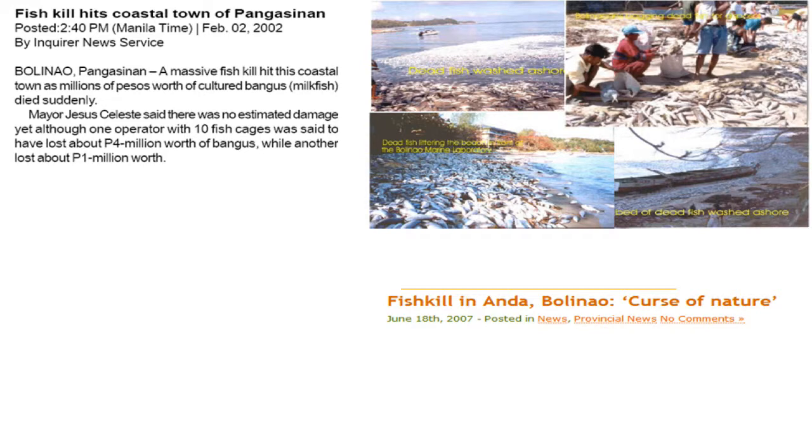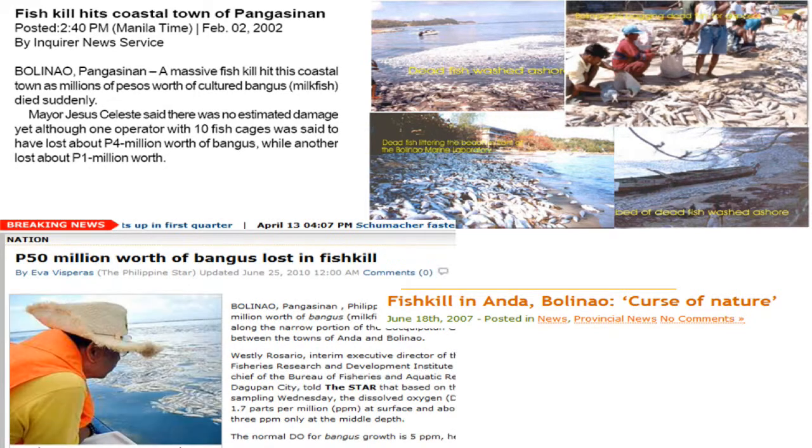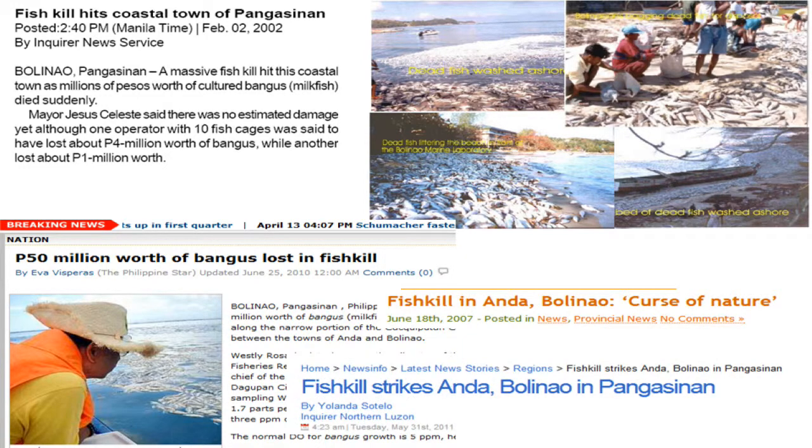Unfortunately, in 2007, another fish gill occurred. This headline shows fish gill in Anda, Bolinao, curse of nature. And it doesn't end there. In 2010, another news headline saying that 50 million pesos worth of bangus was lost in a fish gill in the same area. And then in 2011, another fish gill strikes Anda, Bolinao in Pangasinan.